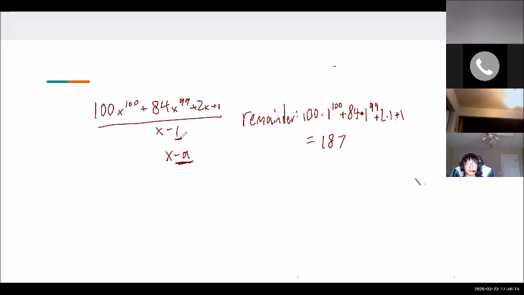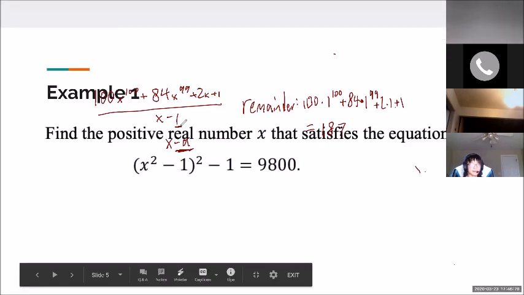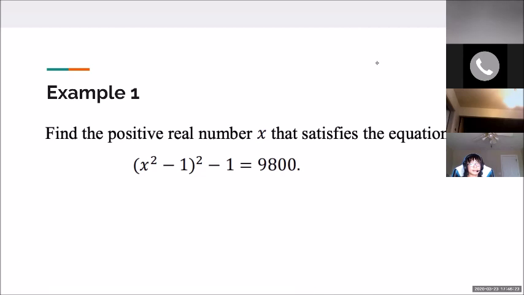Now let's move on to a few problems, because we've covered the remainder theorem. First of all, this first example is: find the positive real number x that satisfies the equation x squared minus 1 squared minus 1 is equal to 9800. To solve this, we can first take the -1 to the other side, right? Actually, I'll give y'all a minute to read this while I try fixing these technical issues again. This should be pretty simple, more of a warm-up problem.